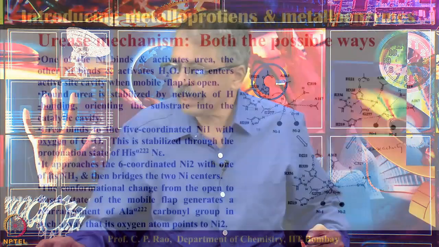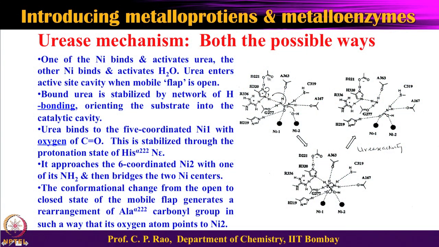The bound urea is now stabilized by a network of hydrogen bonding, as I mentioned, orienting the substrate into the catalytic cavity. Therefore, all these units are utilized, number 1, to recognize urea, number 2, to lock in the urea, and this also helps in the protonation. Now, urea binds at the 5-coordinated nickel center, and this is further stabilized by the various groups you have. The other NH2 part approaches the nickel 2 center, where the two nickels are the bridged centers.